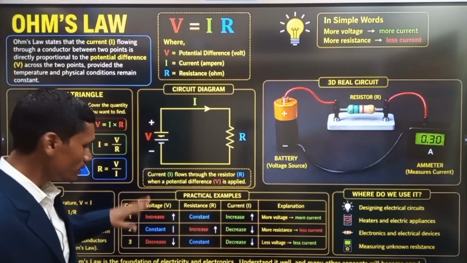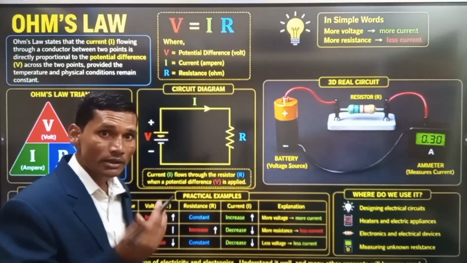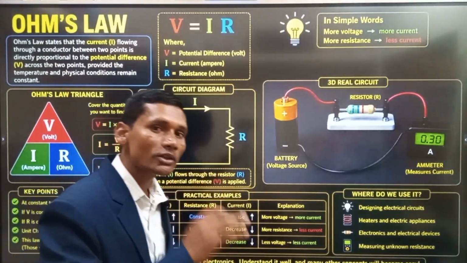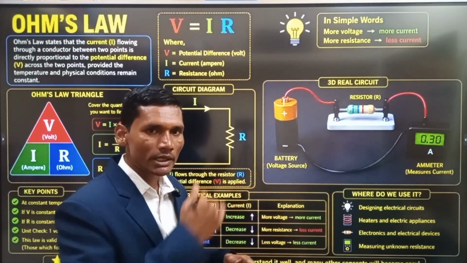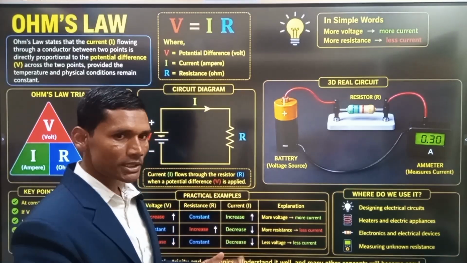Next, what happens if you decrease the voltage? Resistance will be constant, but current will also decrease, because if you increase voltage, current will increase. If you decrease voltage, current will also decrease, but resistance will be the same.